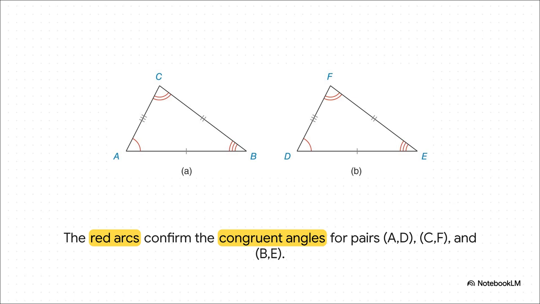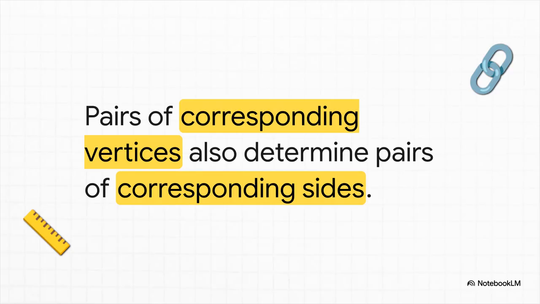And if you look back at the picture, the markings prove it. See how angle A and angle D both have that one little red arc? And angles C and F both have two arcs, and B and E have three? The picture is telling us the exact same thing the written statement did. And guess what? It works the exact same way for the sides. No surprise there. We can use those same corresponding vertices to figure out which sides are the same length.